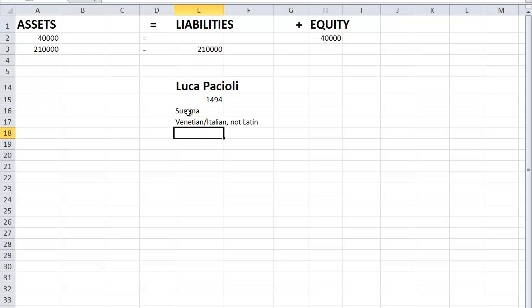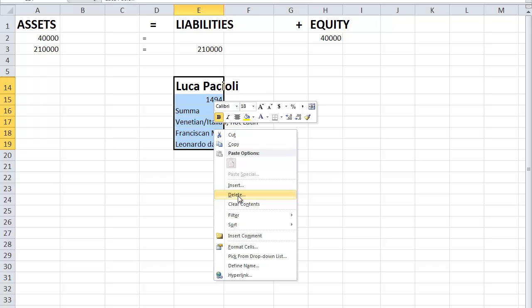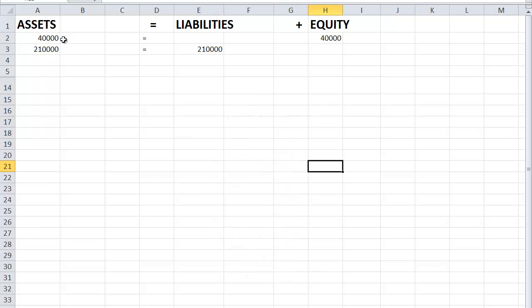He could have written in Latin because Luca was a Franciscan monk, and also interestingly, he was a good friend of Leonardo da Vinci. In fact, Pacioli and da Vinci actually were roommates for some time in Milan prior to the 1490s. So that's a fascinating bit of history. But Pacioli said, look, left must always equal right in this accounting world, and this fundamental accounting equation must always hold. Assets equal liabilities, and Luca referred to equity as capital.